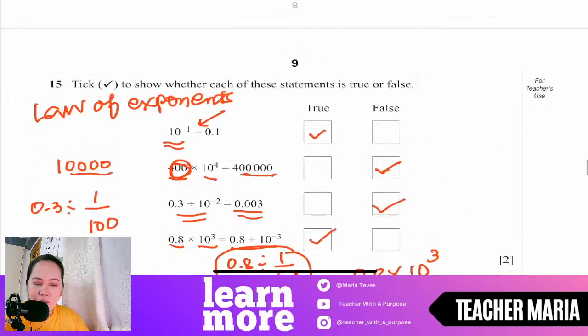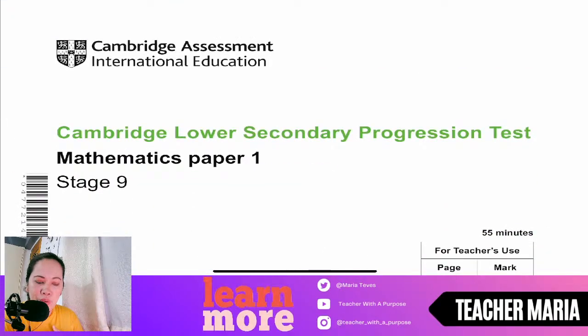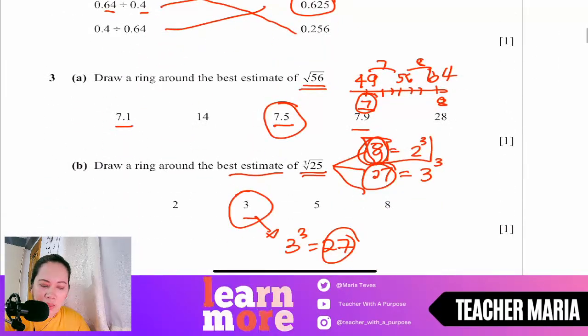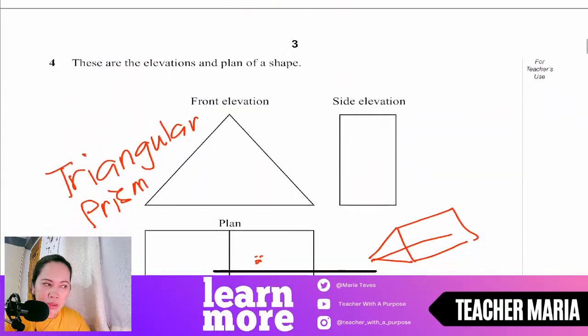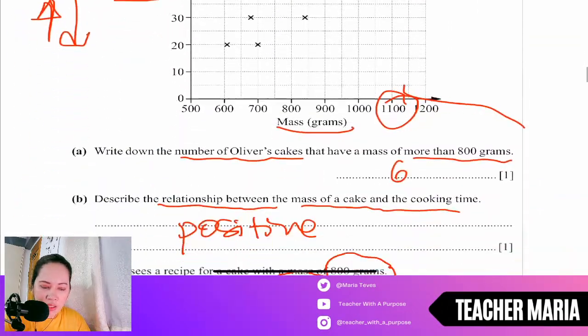So by the way, just to recap, this is a progression test, Maths paper 1 progression test for Cambridge. For those who do not know, Cambridge is one of the curriculum in the UK for secondary.